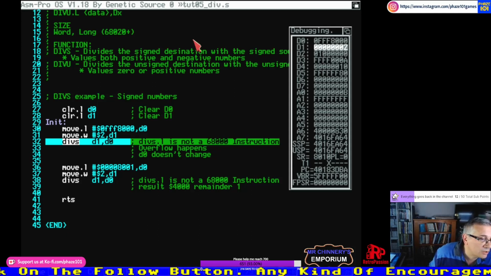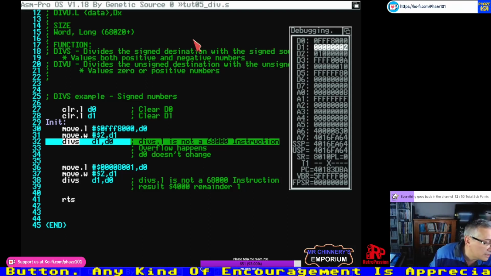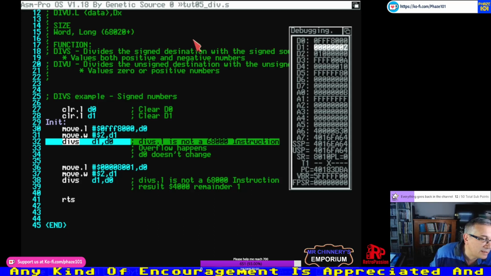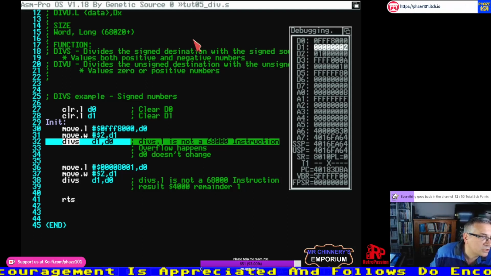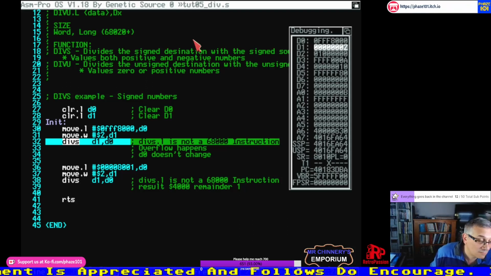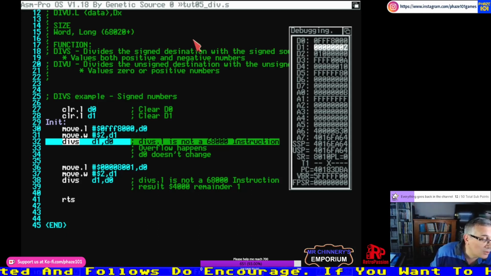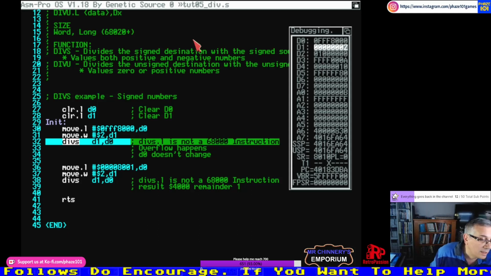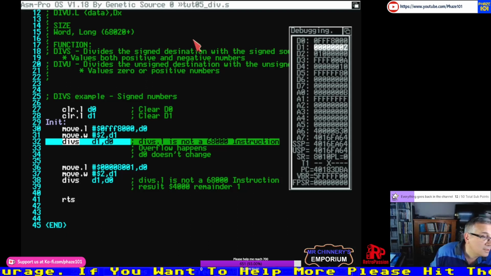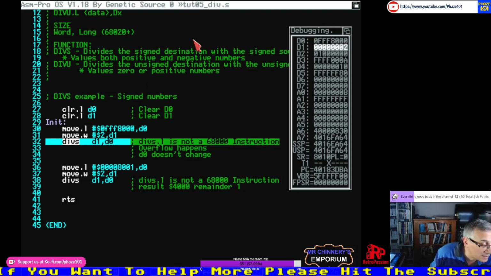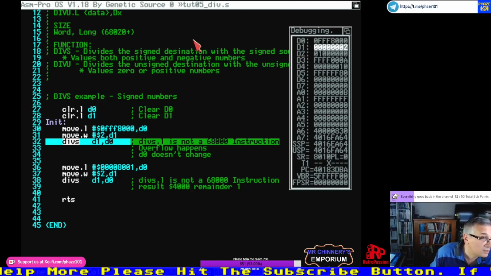The original instruction of Docster was divs.l. As per notes, divs.l is not a 68000 instruction. It's a 68020 instruction. Okay, just to make you aware, especially if you write code on an Amiga 1200 and you want your code to work on an Amiga 500, because on an Amiga 1200 this will assemble and will have no issue, but on an Amiga 500 you will have issues.